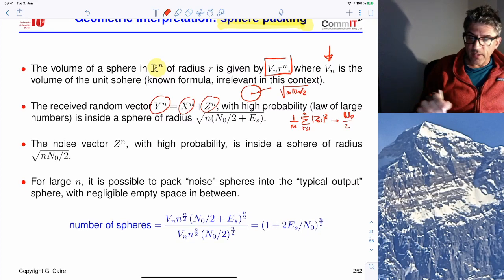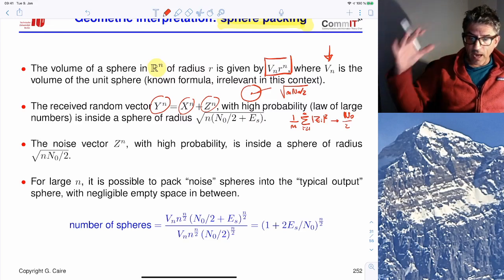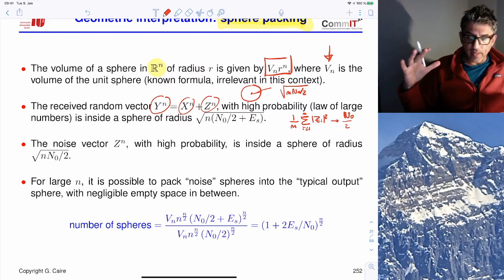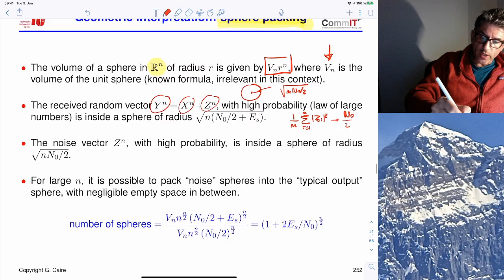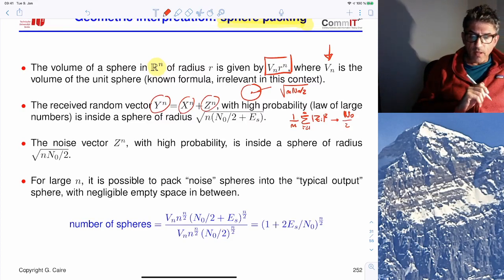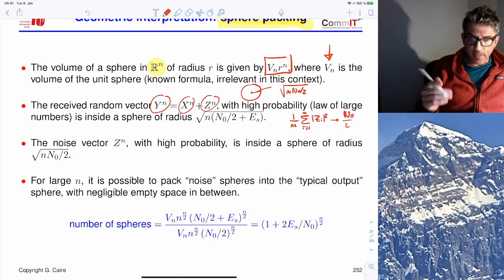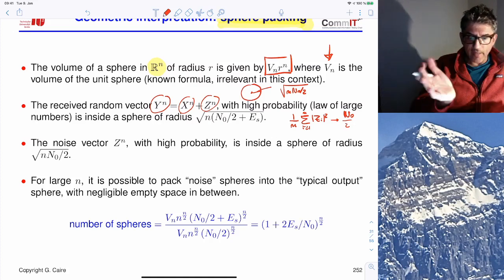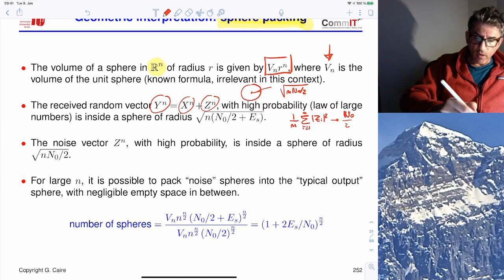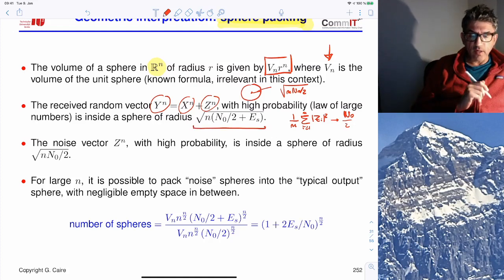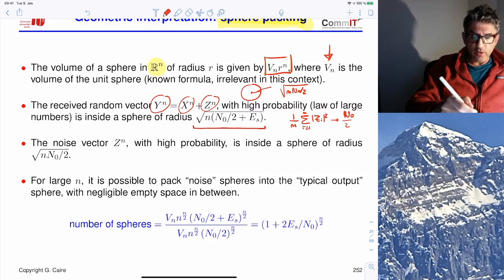So again, we see that this quantity hardens, which means that when n is very large, the noise vectors are contained in these typical noise spheres. So overall, since x and z are independent, these vectors add incoherently, and overall the y is contained in a sphere with radius square root of n times the sum of the two variances.